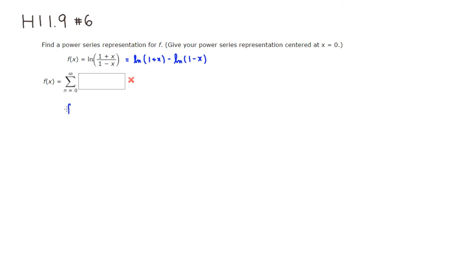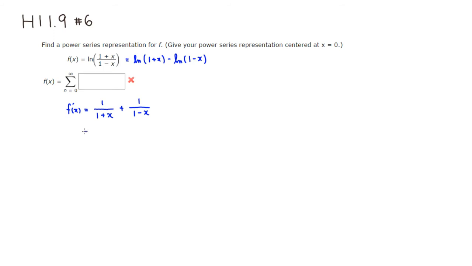So f prime of x is equal to, the derivative of natural log of 1 plus x would be: put 1 plus x on the bottom and the derivative on top. So minus, and the derivative of natural log of 1 minus x would be: put 1 minus x on the bottom. The derivative is negative 1, so I'm going to turn it into positive 1. So we actually know what to do with this.